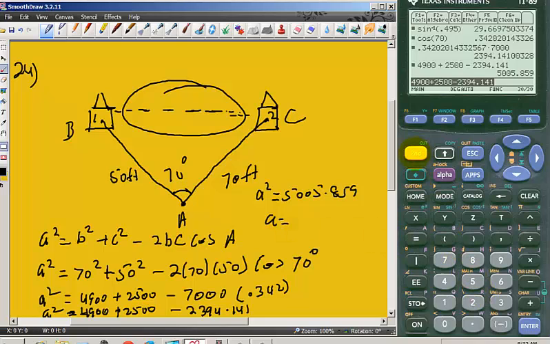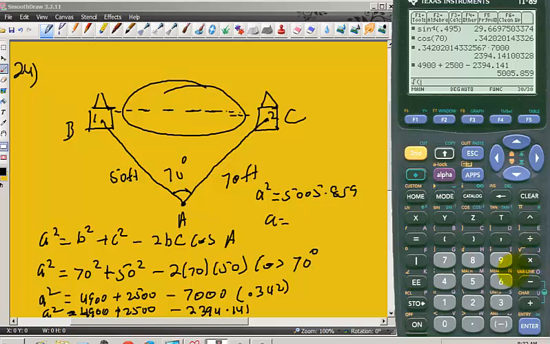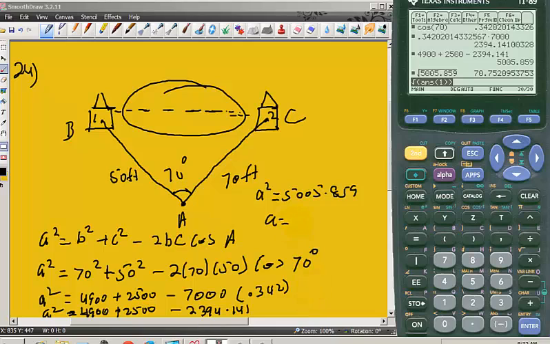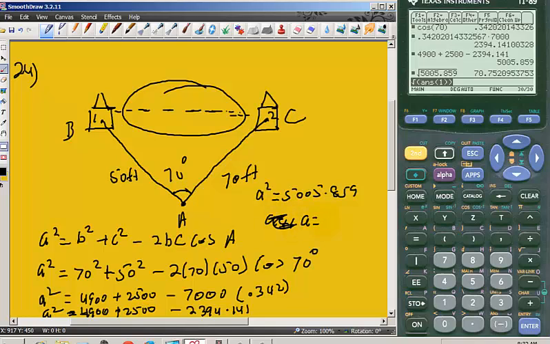So I'll go second square root. Let me get my answer. Second answer. Hit enter. And there it is. Approximately 70.752 feet. And there it is.